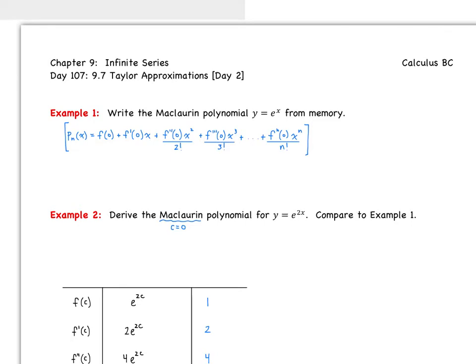Okay, so the first thing I want you to do is write the Maclaurin polynomial for y equals e to the x from memory. So think back to yesterday's video or the previous video. As a reminder, this is the formula for the Maclaurin polynomial. Remember, Maclaurin is centered at 0. Okay, so pause the video and see how you do, and then come back and we'll check to see what that polynomial for e to the x is.